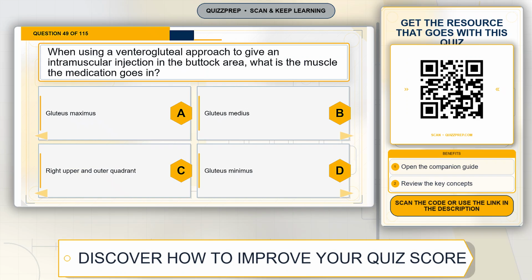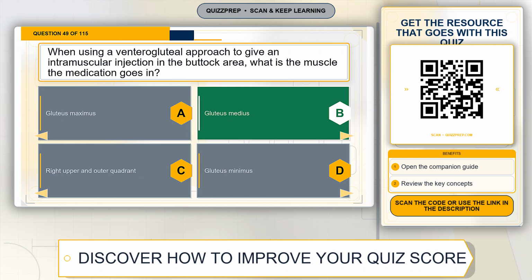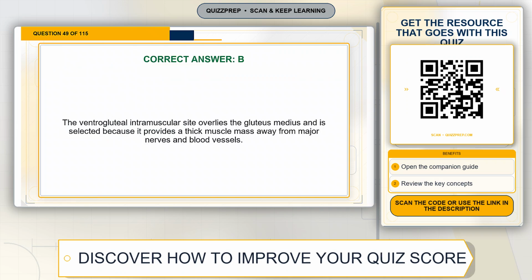Question 49. When using a ventrogluteal approach to give an intramuscular injection in the buttock area, what is the muscle the medication goes in? Option A, gluteus maximus. Option B, gluteus medius. Option C, right upper and outer quadrant. Option D, gluteus minimus. The correct answer is option B, gluteus medius. Explanation. The ventrogluteal intramuscular site overlays the gluteus medius and is selected because it provides a thick muscle mass away from major nerves and blood vessels.